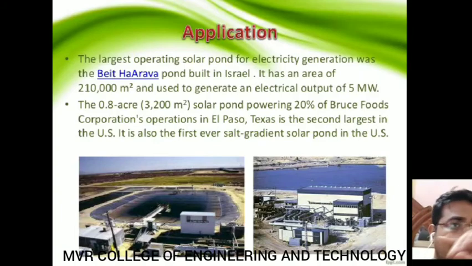Another largest operating solar pond for electricity generation was the Beit Ha'Arava pond built in Israel. It has an area of 210,000 square meters, and it is used to generate an electrical output of nearly 5 megawatts. The solar pond powers 20% of the Bruce Wood Corporation, and in Texas in the US also we have these solar ponds.